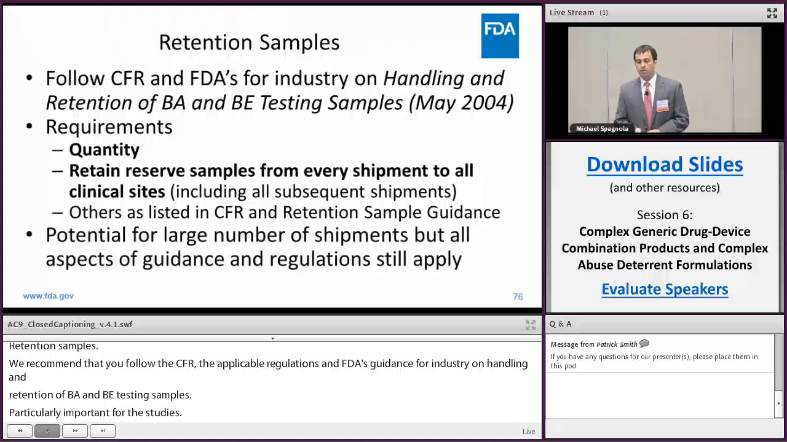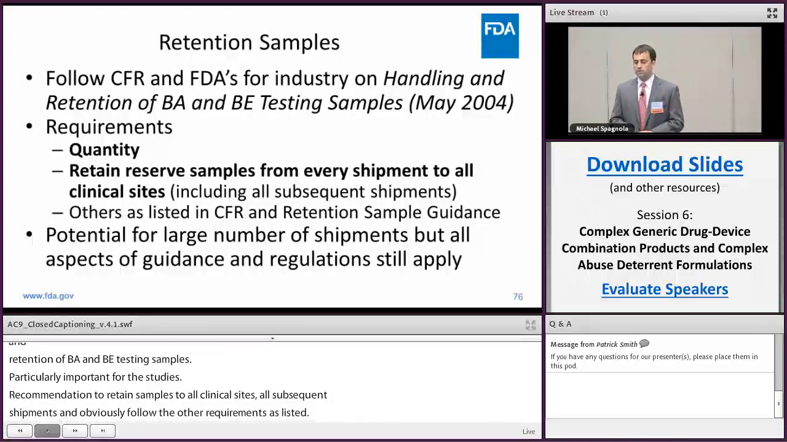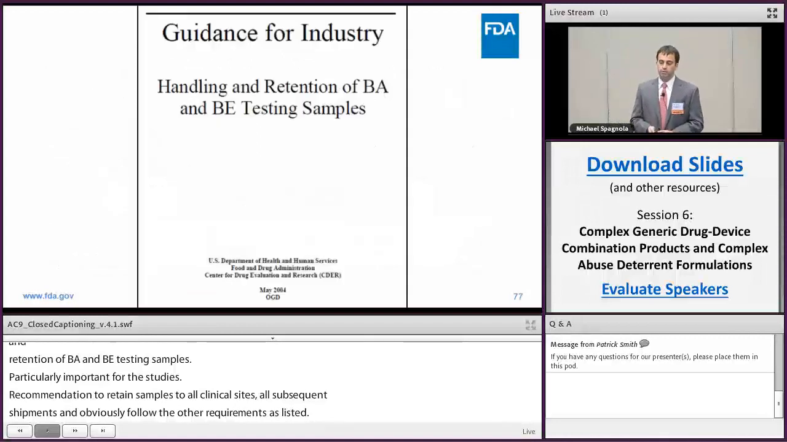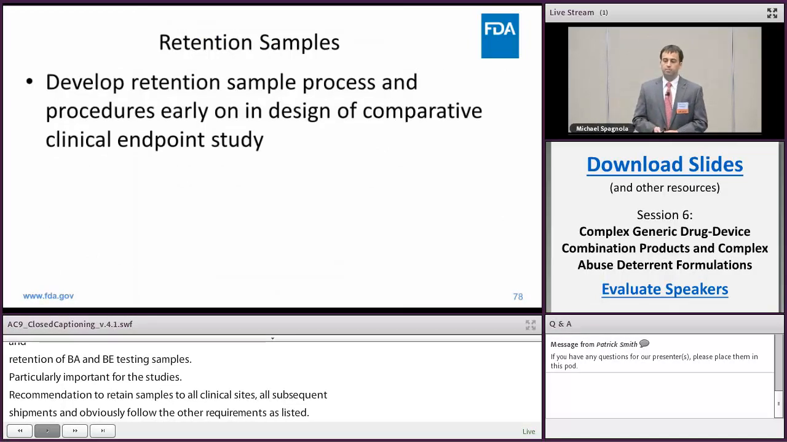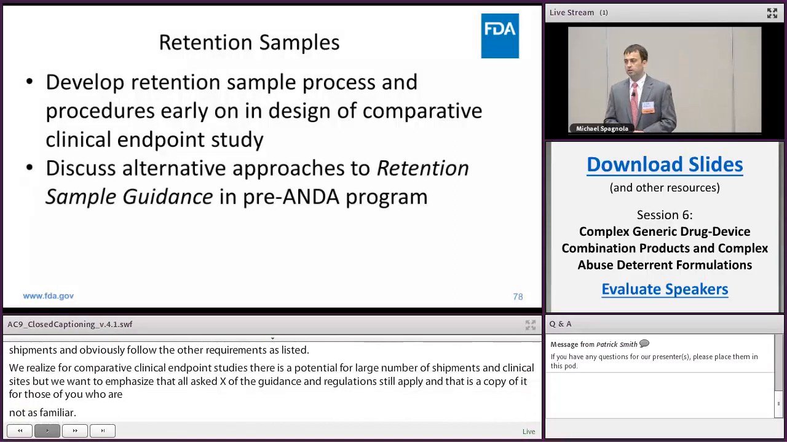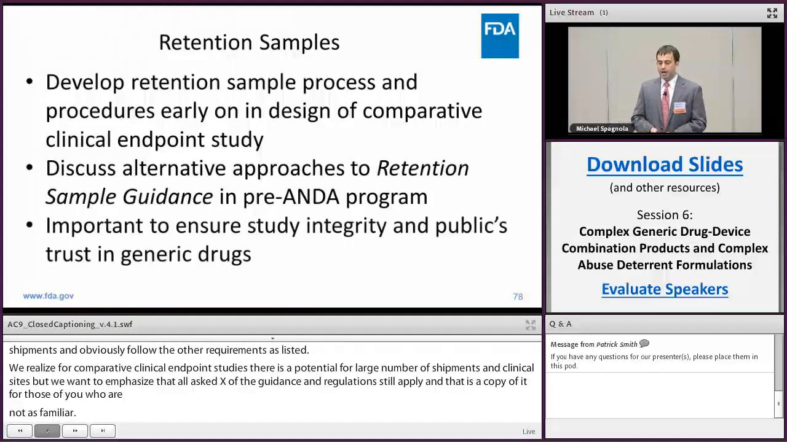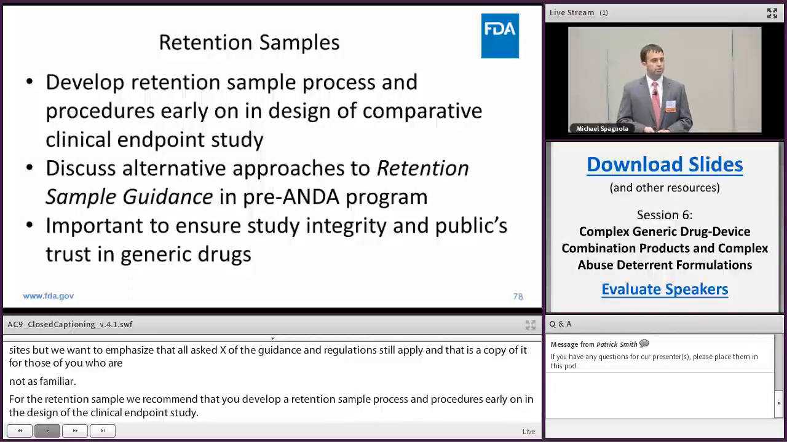We realize that for comparative clinical endpoint studies, there's a potential for a large number of shipments and a large number of clinical sites, but we want to emphasize that all aspects of the guidance and regulations still apply. And that's a copy of it for those of you who are not as familiar. For the retention sample, we recommend that you develop a retention sample process and procedures early on in the design of the comparative clinical endpoint study. Discuss any alternative approaches in the pre-ANDA program. And remember that the goal of this is to ensure study integrity and the public's trust in generic drugs.